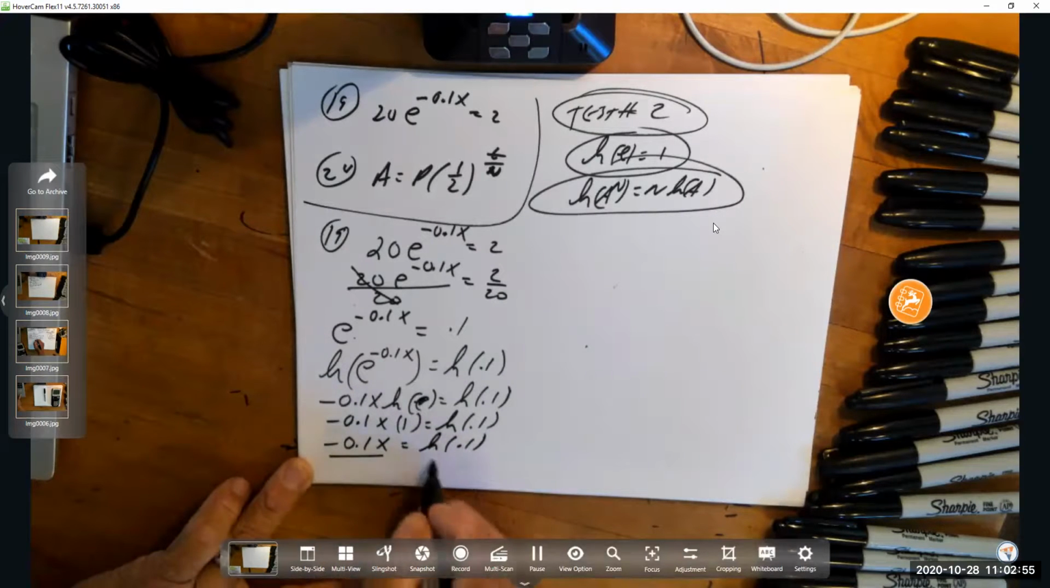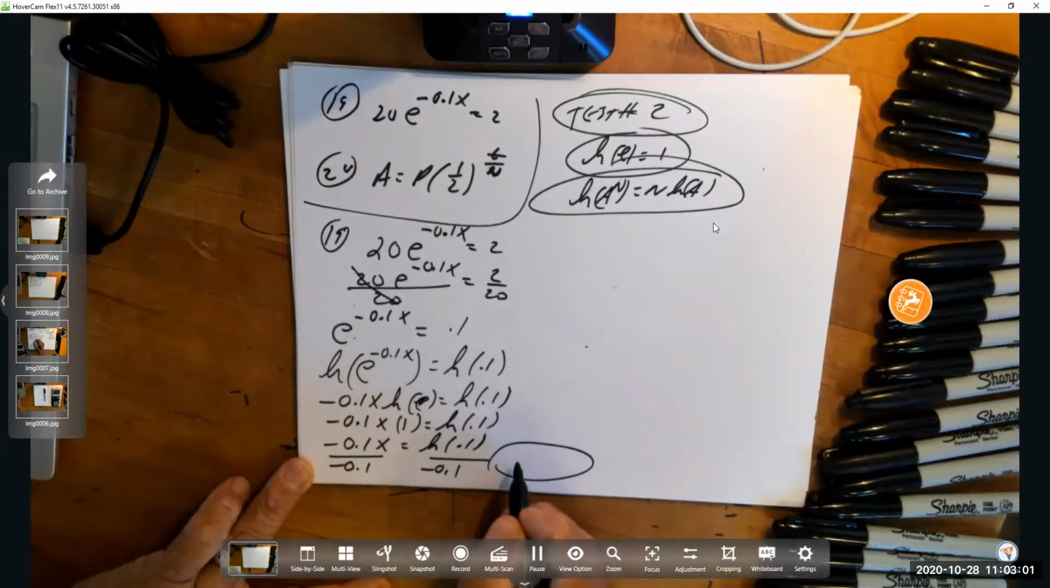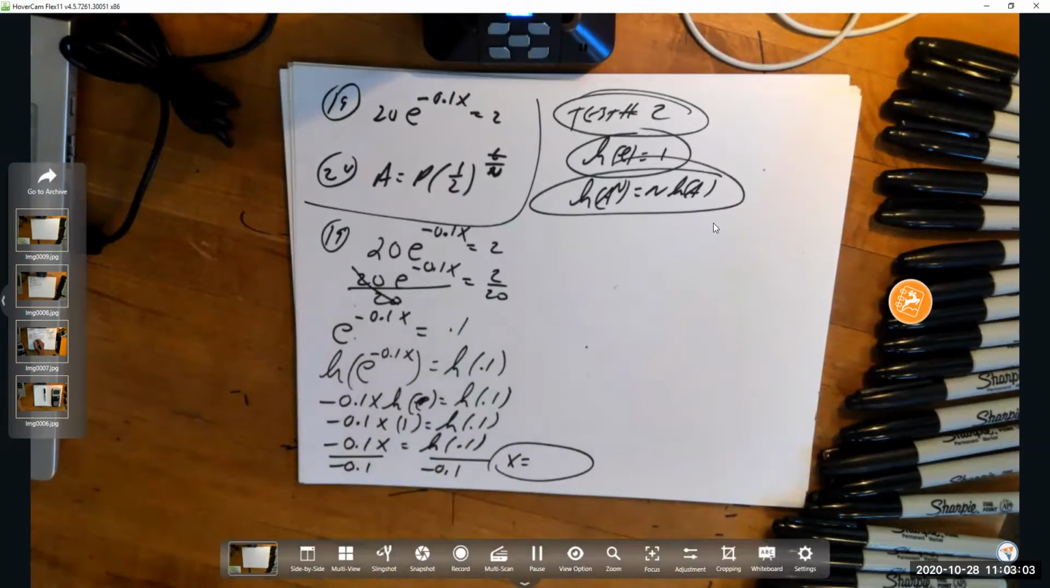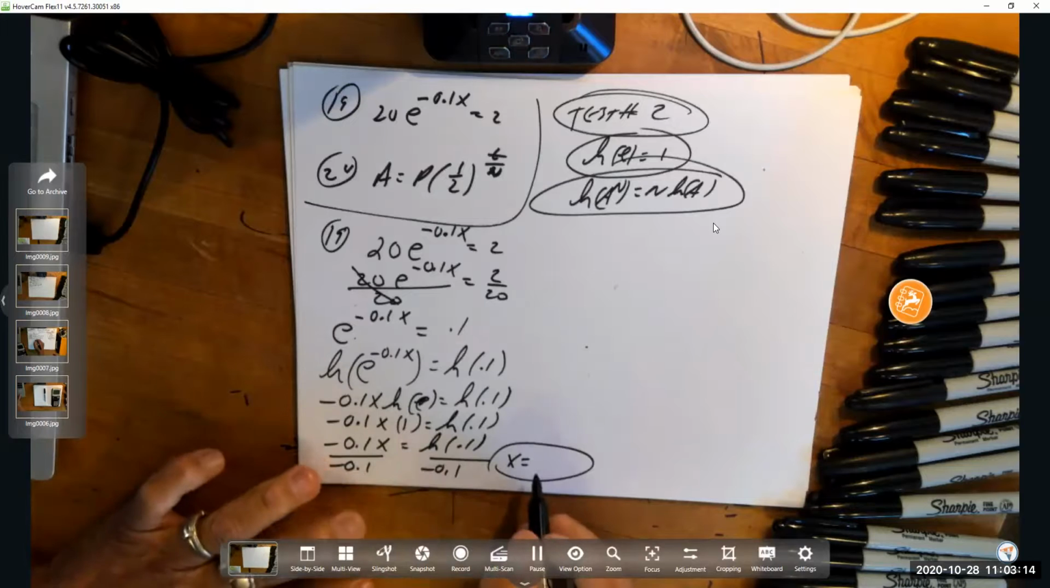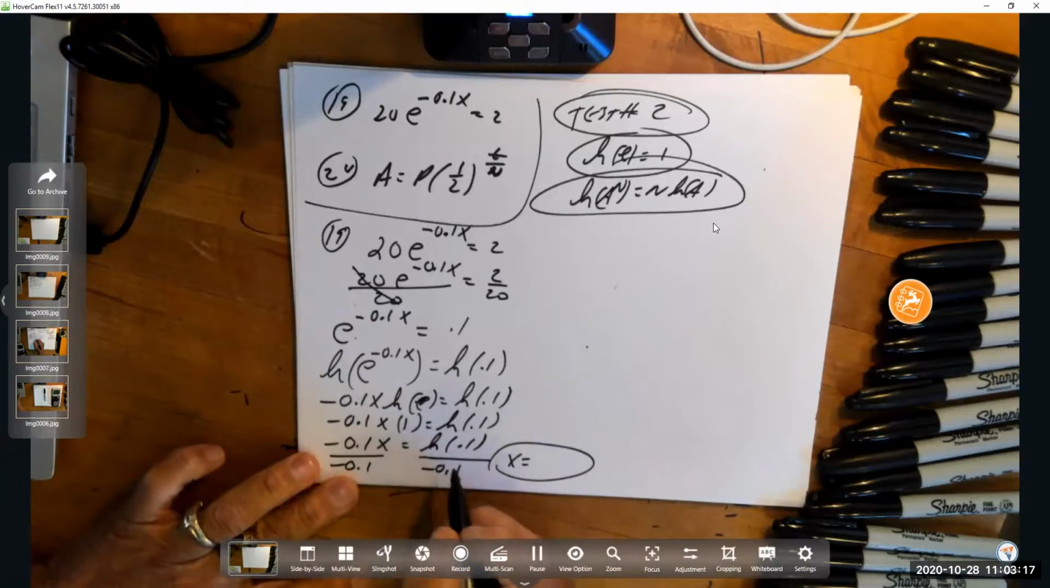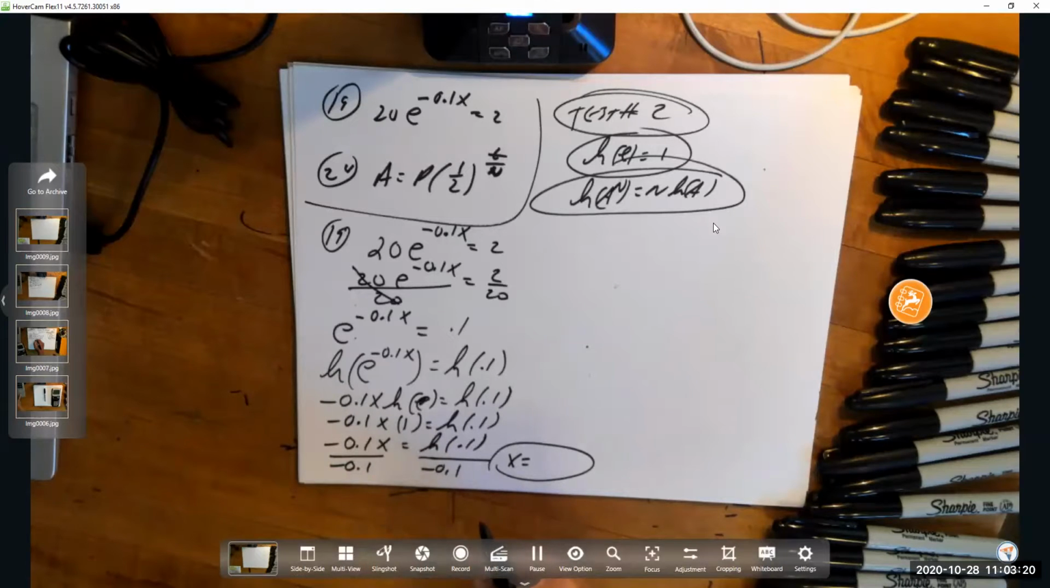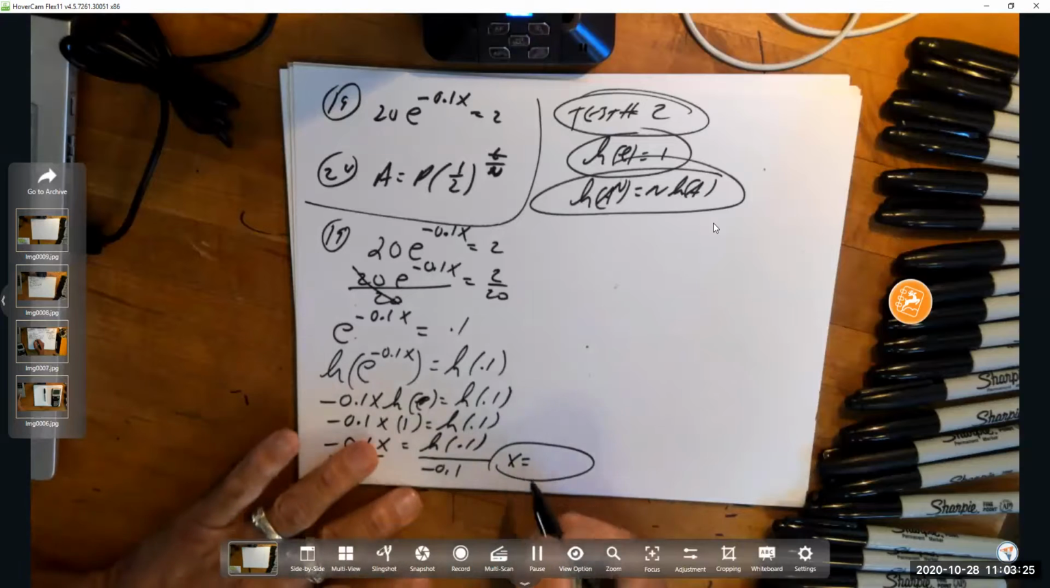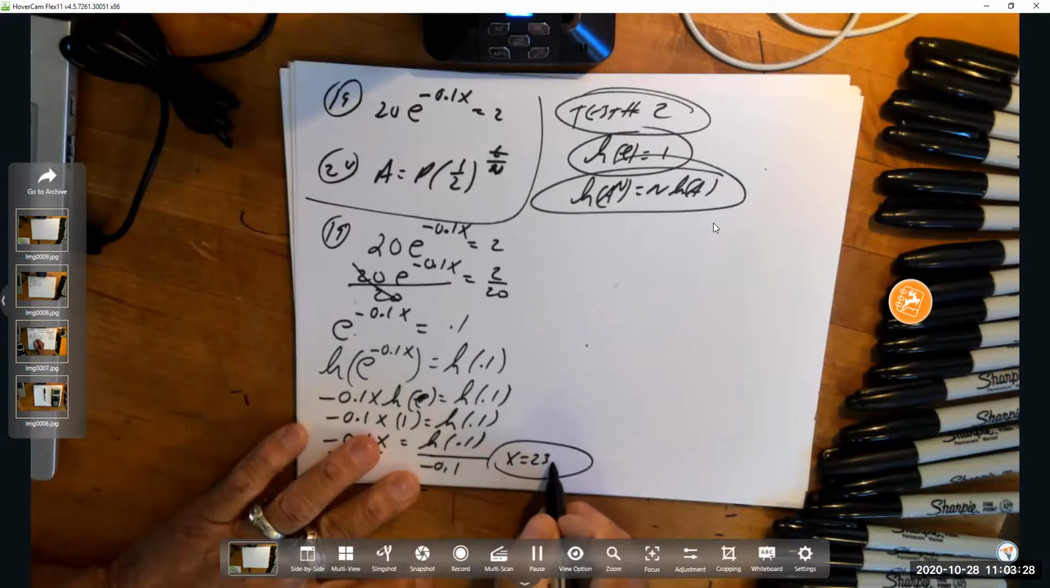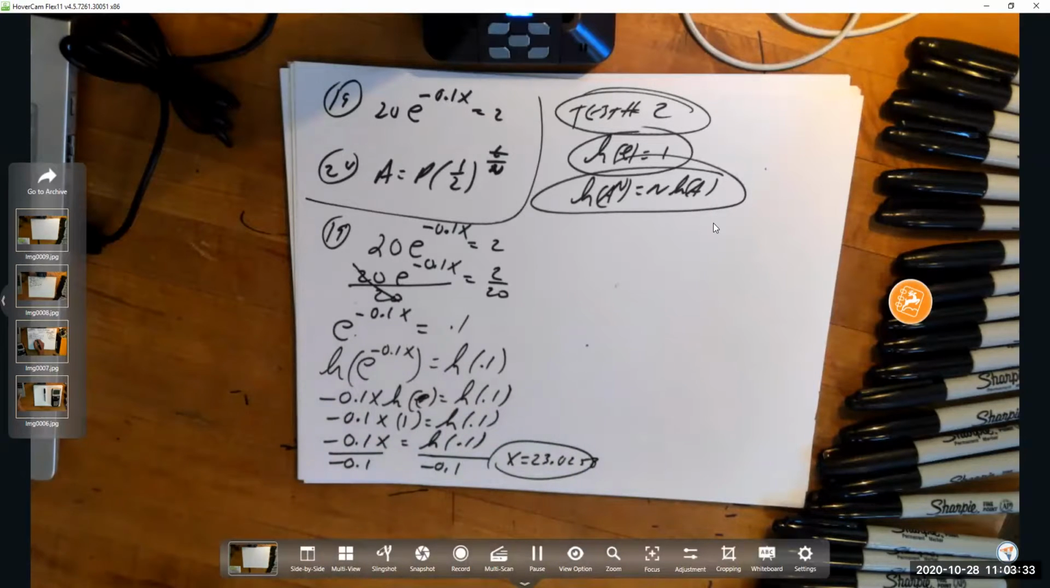So now, divide both sides by negative 0.1, and x is, tell me a number. What do you get when you divide that one by that one? Give me like 6 numbers. ln 0.1 divided by negative 0.1 is what? 23.02585. 23.0258, that's enough. Y'all get that? 23.02?